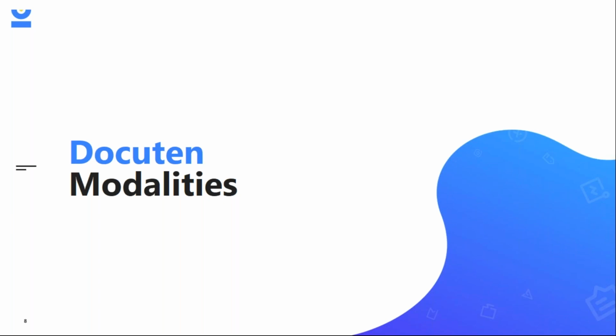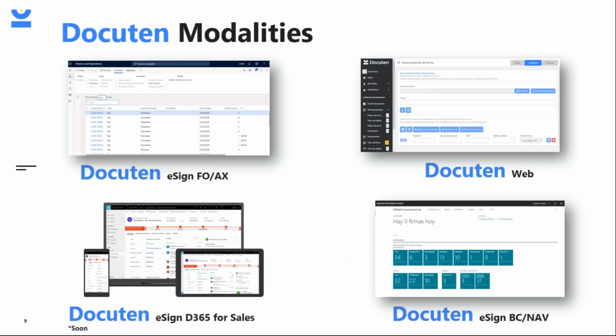Let's move now to the different modalities, the different usages we can have with Docuten. This is an outline of the different possibilities we have with Docuten. We will start with the easiest one, which is Docuten based on standalone or web usage. It's on the top right corner. This is just a login into your browser to Docuten, and you can log in and upload a PDF document you want to send. This is the easiest one.